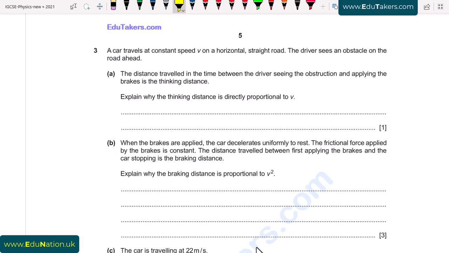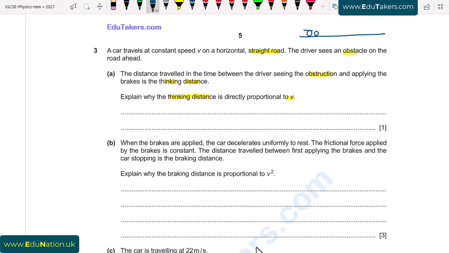Question number 3. A car travels at constant speed v on a horizontal straight road. The driver sees an obstacle on the road ahead. Part A. The distance traveled in the time between the driver seeing the obstruction and applying the brakes is the thinking distance. Explain why the thinking distance is directly proportional to v. So in this part we have to explain what the thinking distance is and how it varies with speed v. So first of all, if I consider that it's a car and it is moving on the road.